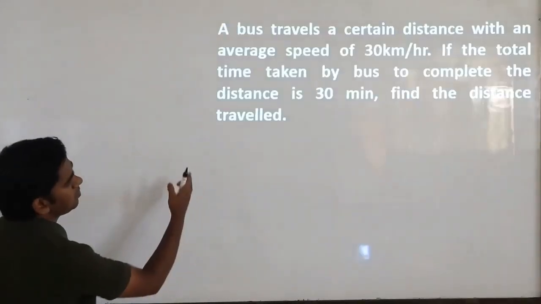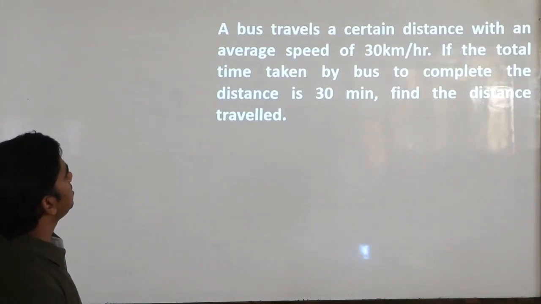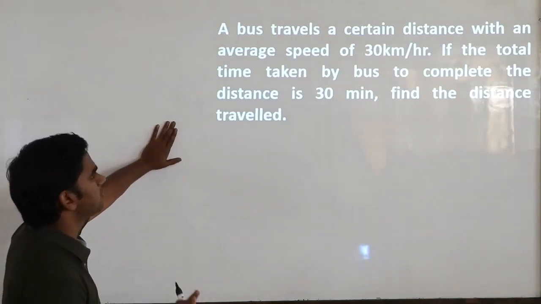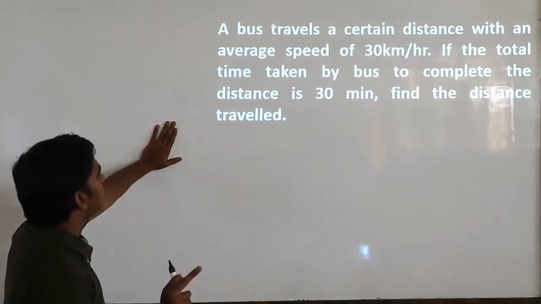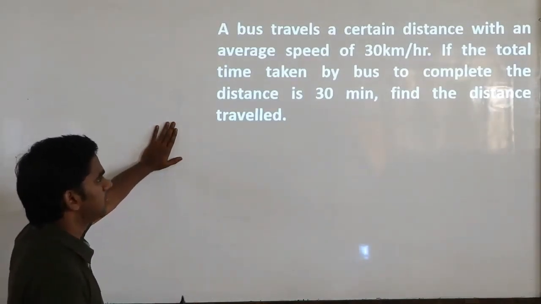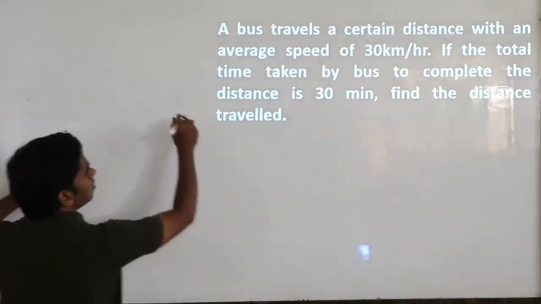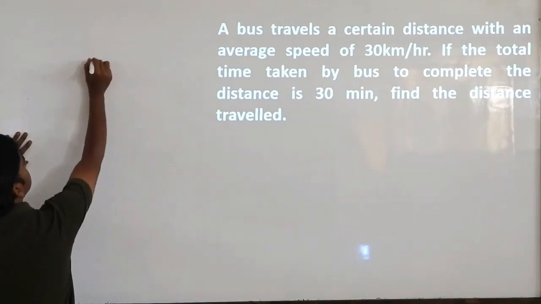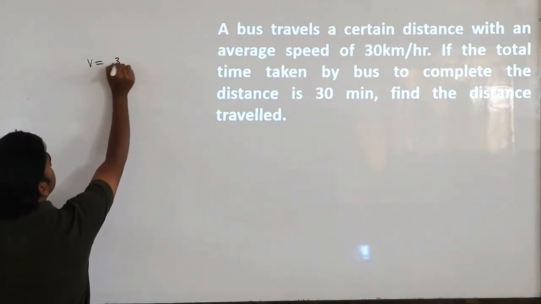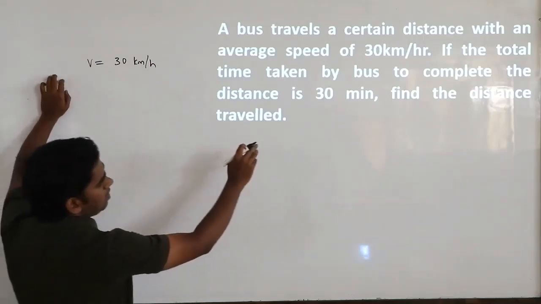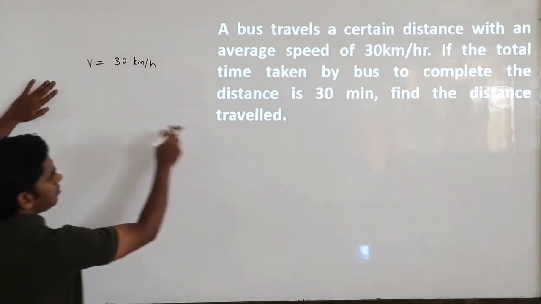So next question. I think a very simple question. A bus travels a certain distance with an average speed of 30 km per hour. If the total time taken by the bus to complete the distance is 30 minutes, find the distance traveled. Very simple question. So what they have given is speed. Speed is how much? 30 km per hour, and time they have given. What is time? Time is 30 minutes.